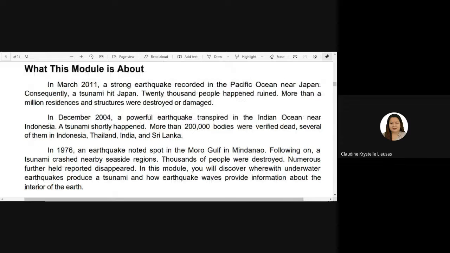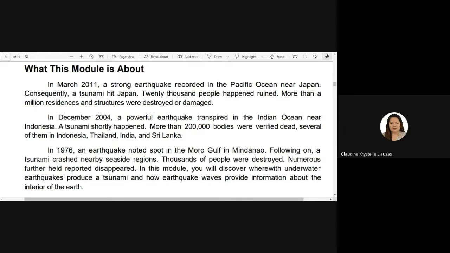So just by reading this, makita din nato ang importance of studying tsunamis. Okay? In March 2011, a tsunami hit the country Japan. 20,000 people ang namatay. More than 1 million residences and structures were destroyed or damaged. So aside from damage and loss of property, mga naguba nga mga structures, most importantly, many people died when a tsunami happened, and so when people are not prepared.